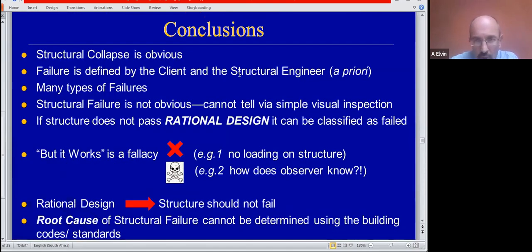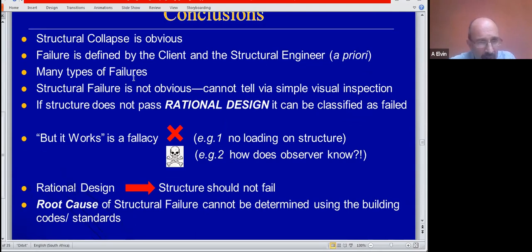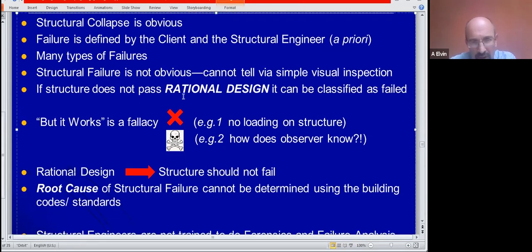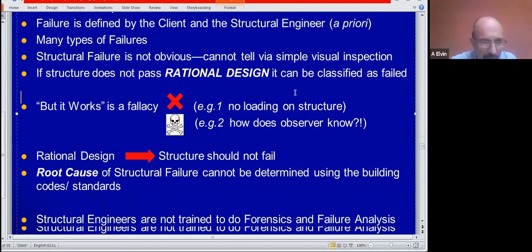Right, so let me finish off as follows. Structural collapse is obvious. Failure is defined by the structural engineer. I think I've banged on that drum for long enough, and it has to be defined beforehand, a priori. There are many types of failures. We've only touched on a few. Structural failure is not obvious, and we cannot tell by simple inspection. If a structure does not pass rational design, it could be considered that it has failed upon inception.